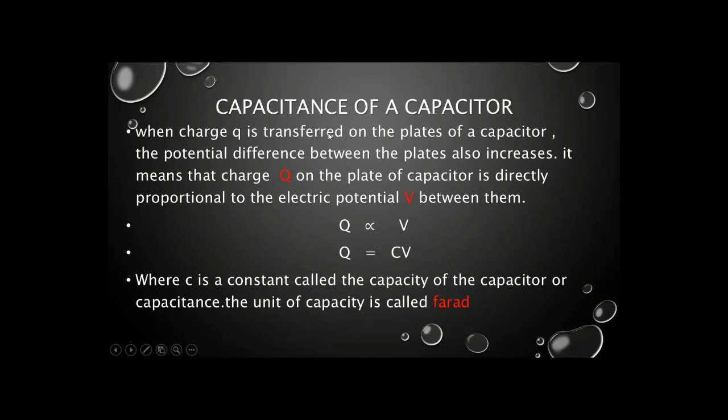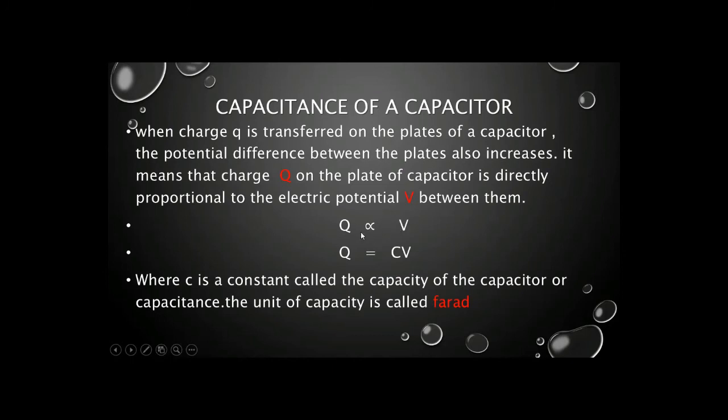So when charge Q is transferred on the plates of a capacitor, the potential difference between the plates also increases. It means that the charge Q on the plates of a capacitor is directly proportional to the electric potential between them. If we increase the amount of charge on the plates of a capacitor, it also increases the electric potential, which is indicated by V. So we can say that the charge is directly proportional to the potential difference.